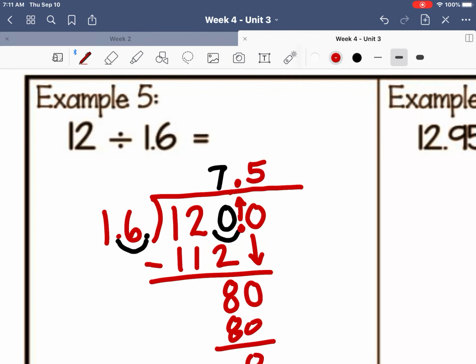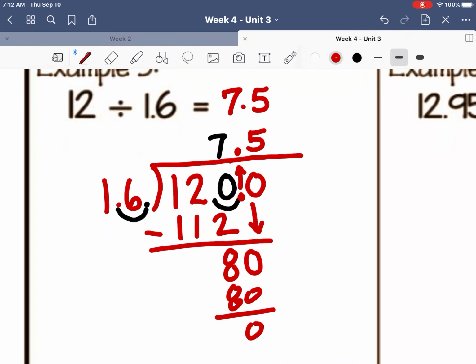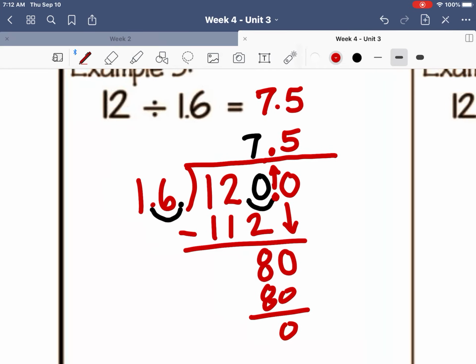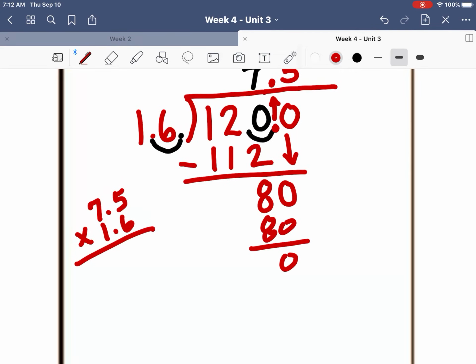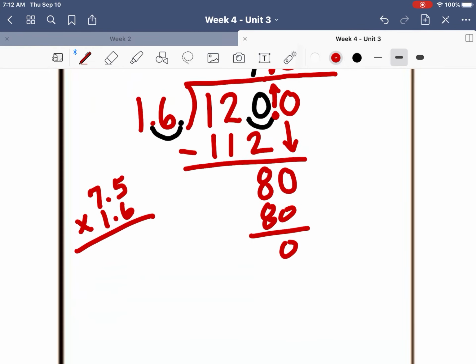12 divided by 1 6/10 is 7 5/10. Now, the great thing about division is you can always go back and check your answer. Let's double check that. Let's try 7 5/10 times 1 6/10 and see if we get 12.